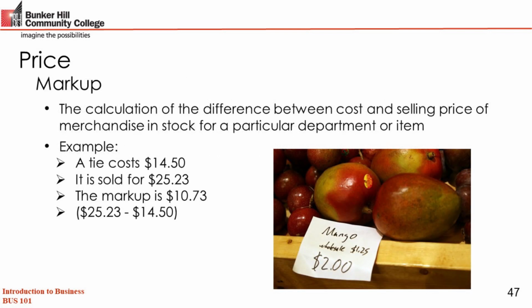Markup we've been talking about since the first day of class. So it costs you $14.50 to make a tie. You sell it for $25.13. The markup is $10.73. The difference is what your profit is, and you can do the margin there. So you're looking at probably 70% markup here. The higher the markup, the bigger the profit. The lower the markup, the lower the profit. But the lower the price, because the markup is lower, you may move more of those products. And if you move more of them at a lower profit margin, you may still make more money overall.